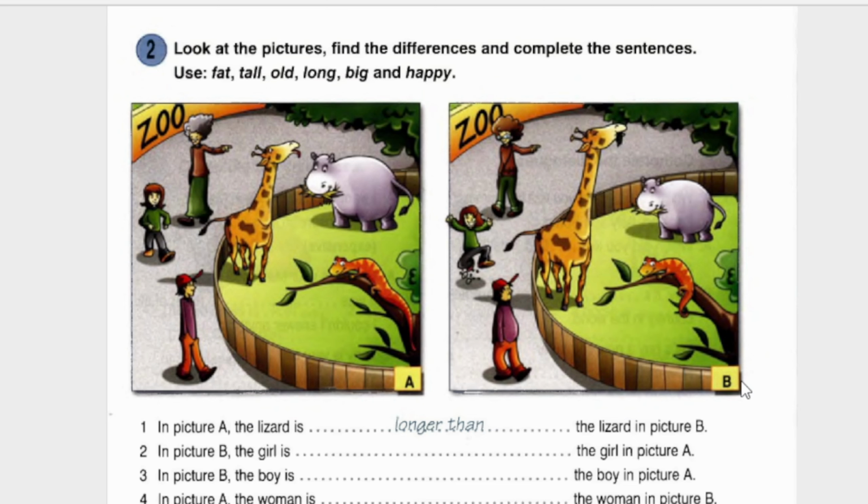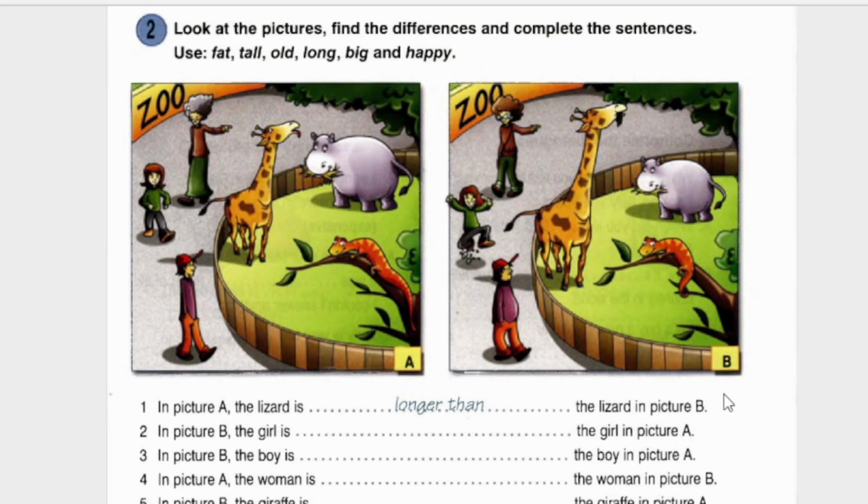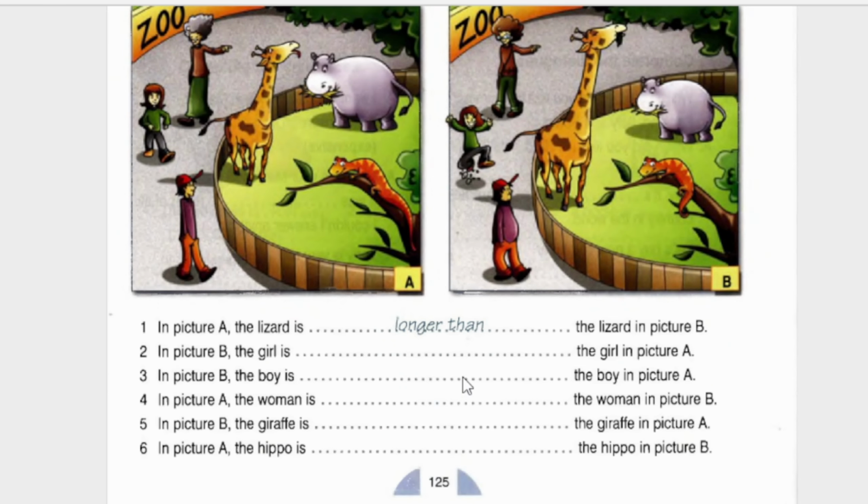Okay, look at the picture, find the difference, and complete the sentences. So, look at the use: fat, tall, old, long, big, and happy. Okay, let's do this.